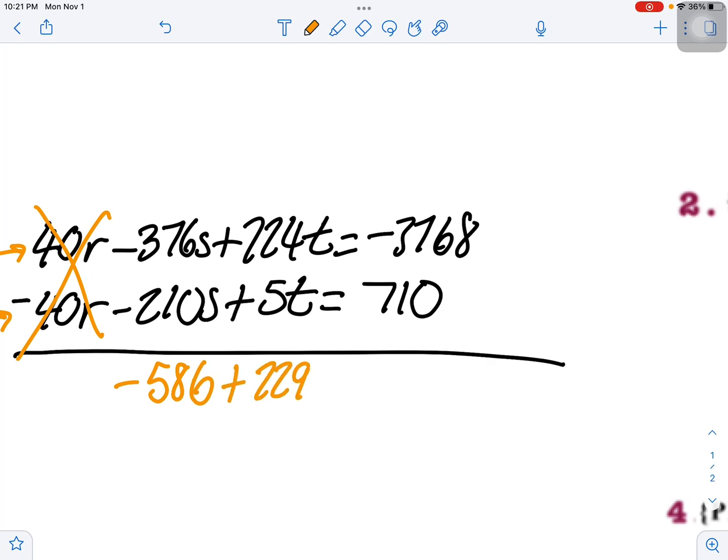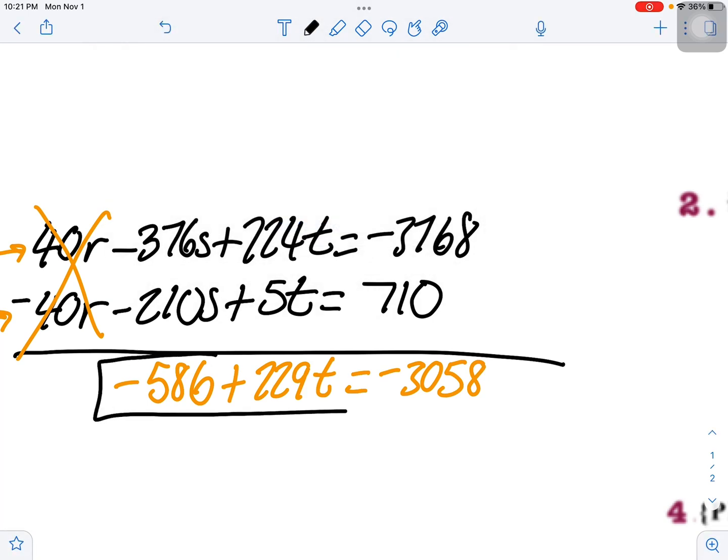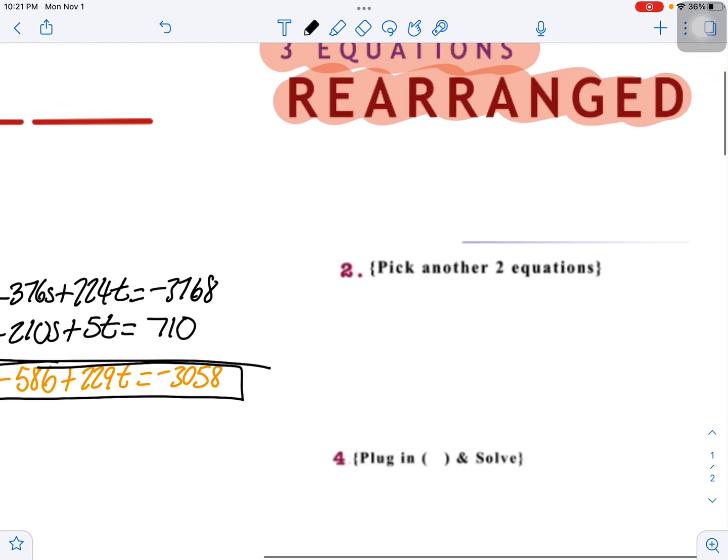s plus 229t is equal to 3768 minus 710 is 3058, negative 3058, right? All right. So I put a box around this. All right. So that's step 1.